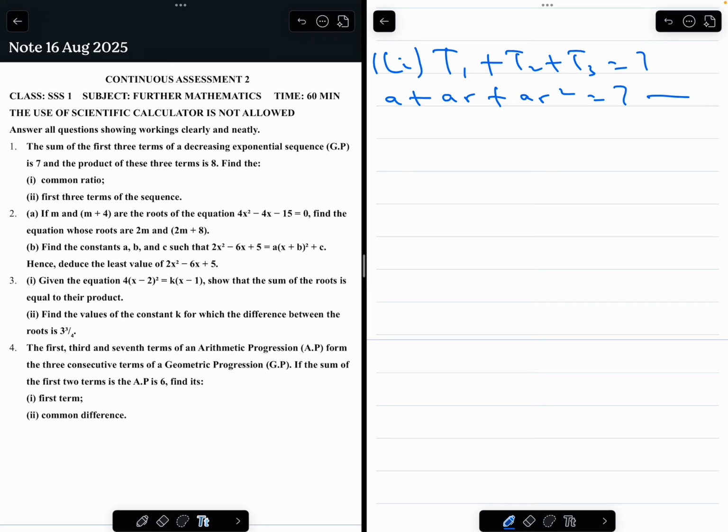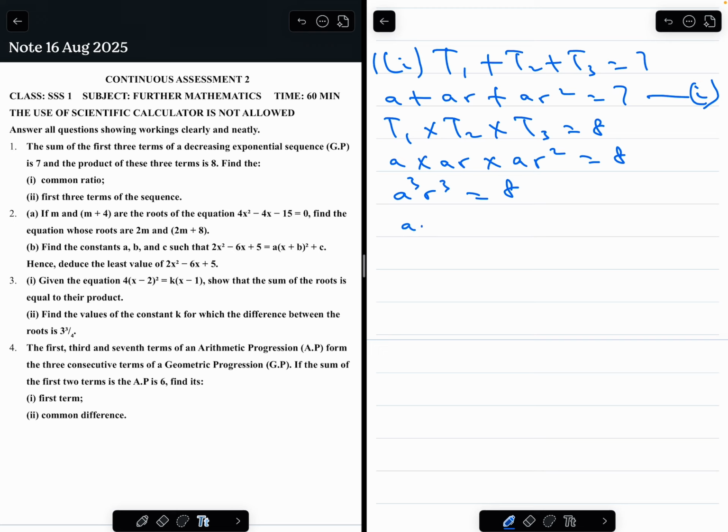You can call that equation 1. And the product of these 3 terms is 8. That means T1 times T2 times T3 equals 8. T1 is A, T2 is AR, and T3 is AR squared. That means A times AR times AR squared equals 8, and that simply means A raised to power 3, R raised to power 3 equals 8. And I can write that as the cube of AR equals 8.